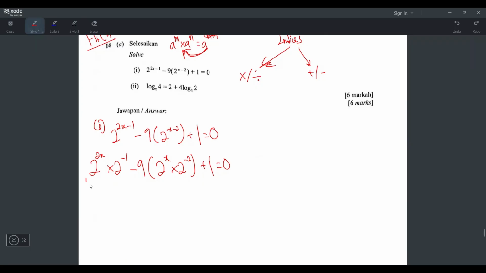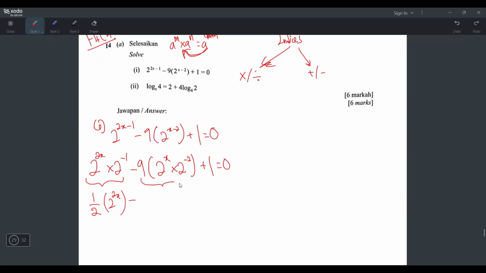So in the first house, we look first at what is inside. So we have 2 power 2x and 2 power negative 1. Okay, whichever can be done, you do first. So the one that can be done is 2 power negative 1. Okay, 2 power negative 1 is 1 over 2, right? Okay, this one cannot be done. So the one that cannot be done, you just put it inside the bracket. Okay.